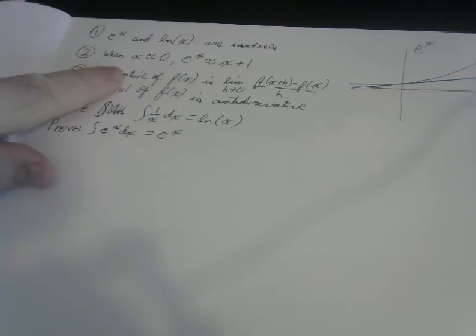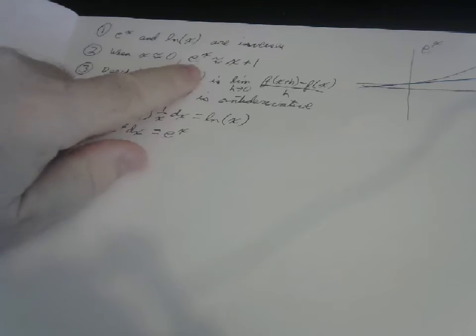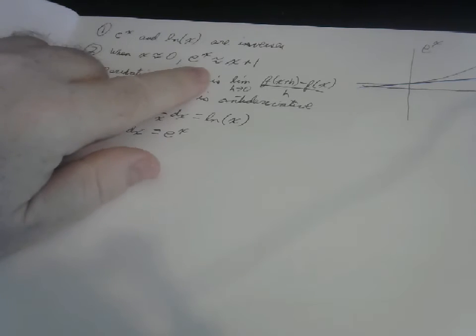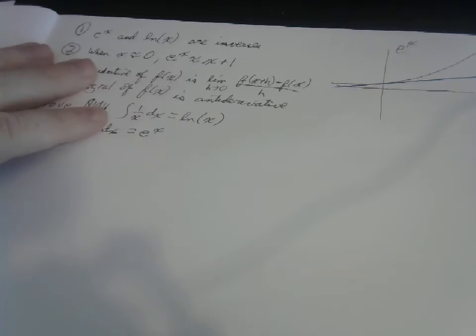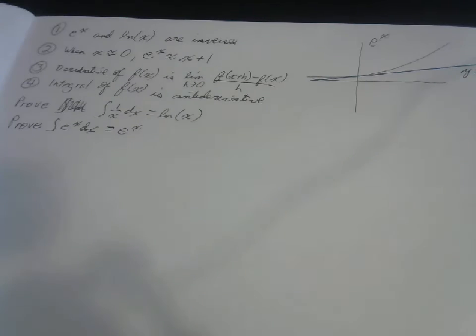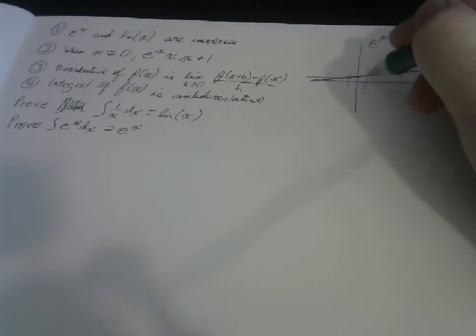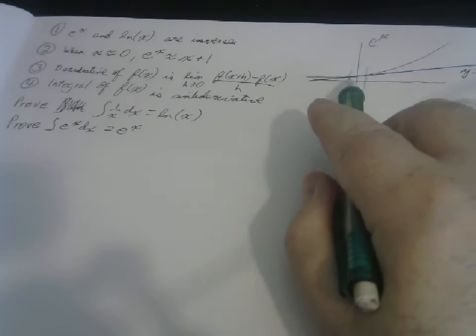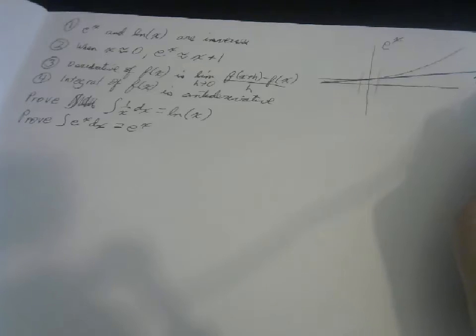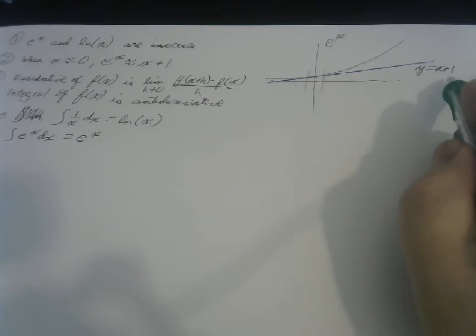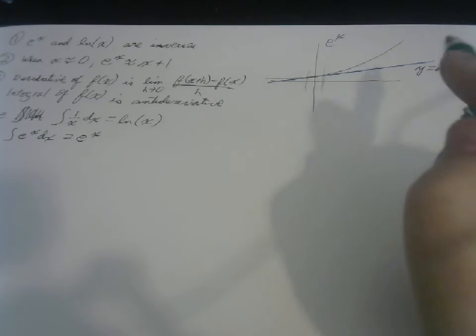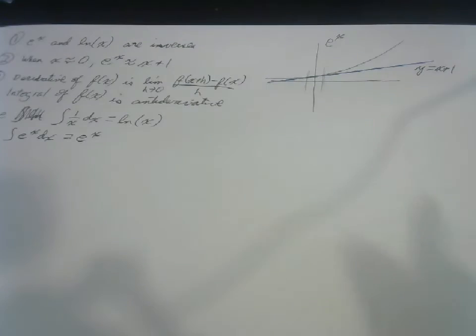2. When x is approximately 0, e to the x is approximately x plus 1. So that is sort of in this region here. The e to the x function and the y equals x plus 1 function are pretty close to the same value. So I'm going to be using that in my proof.